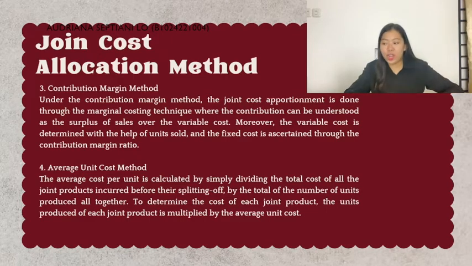Fourth, average unit cost method. The average cost per unit is calculated by simply dividing the total cost of all the joint products incurred before the splitting off by the total number of units produced altogether.